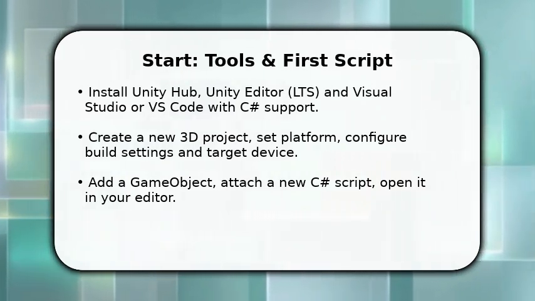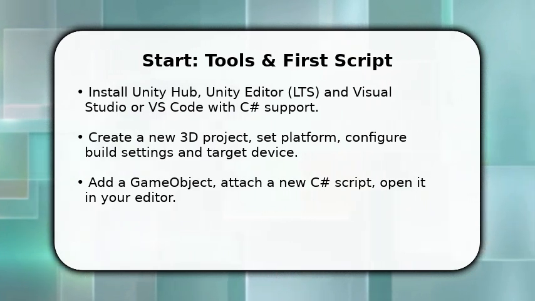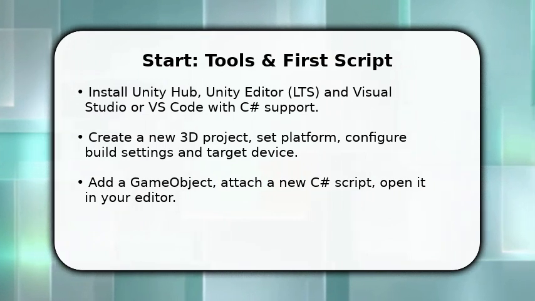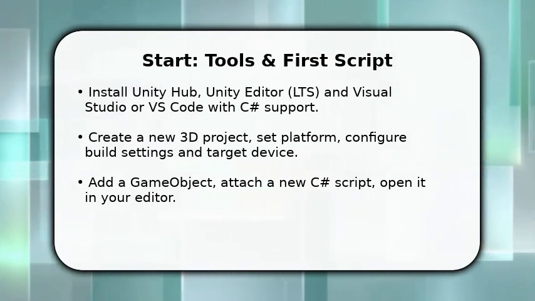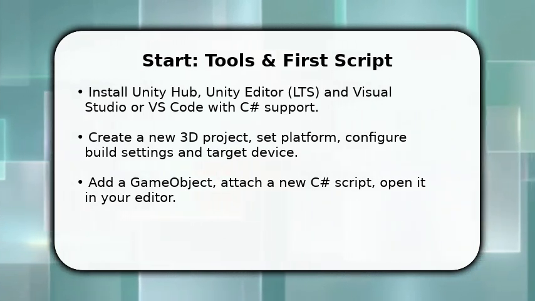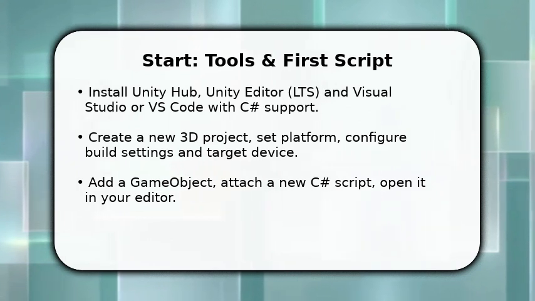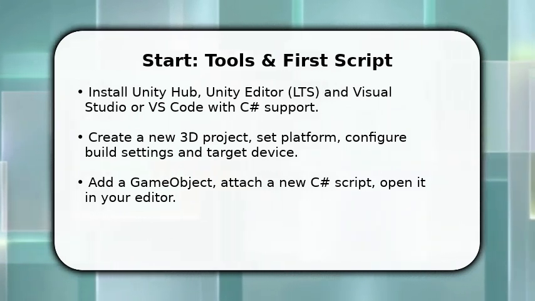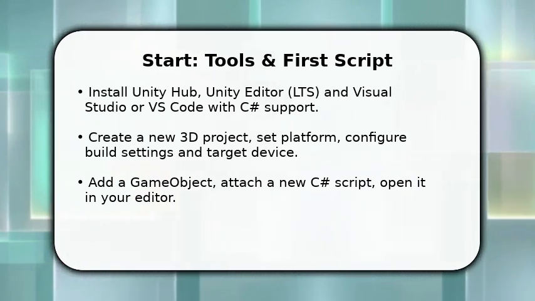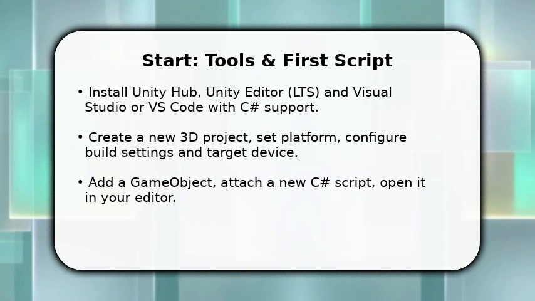You need the right tools: Unity Hub, a stable Unity LTS build, and an editor with C# support. Once installed, create a new 3D project and set your target platform so builds behave predictably. Next, add a game object and attach a new C# script. Open it in your editor. You'll immediately see Start and Update methods. These are your entry points. Make small edits, save, then return to Unity to let the editor compile and verify the script attaches correctly.